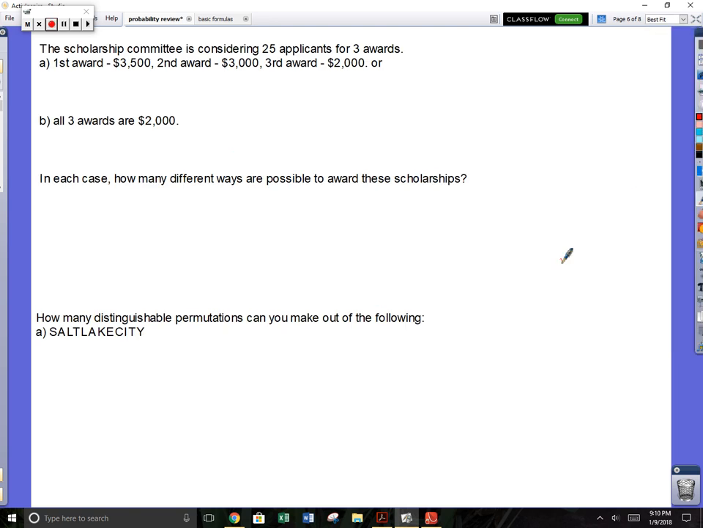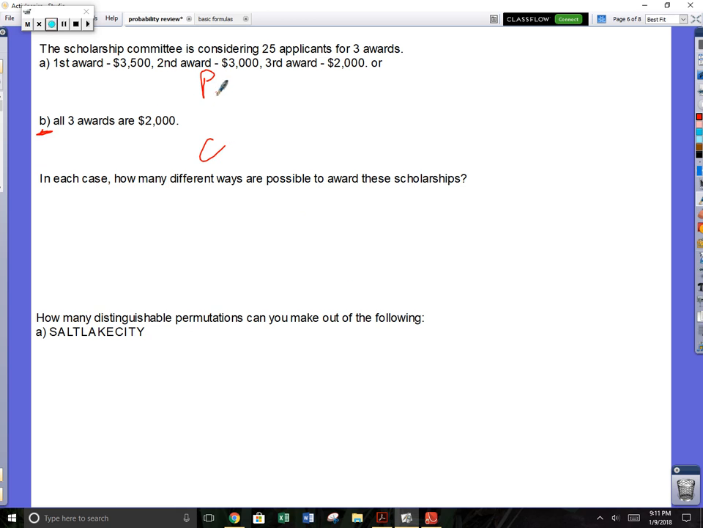Okay, the scholarship committee is considering 25 applicants for 3 awards. First place you get $3,500, second place you get $3,000, third place you get $2,000, or B, all 3 awards you get $2,000. Okay, this is a good test question because this is explaining the difference between a permutation and a combination perfectly. So this is a permutation and this is a combination.